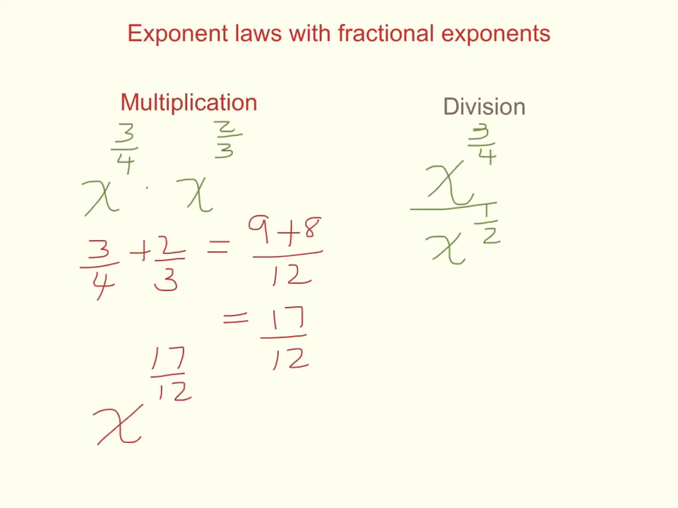All right, let's look at division now. When we are dividing exponents of the same base, we subtract the exponents. So again, we would be doing 3/4 minus a half, which would be minus 2/4, and that would be 1/4. So the answer to x to the 3/4 divided by x to the 1/2 is x to the 1/4.